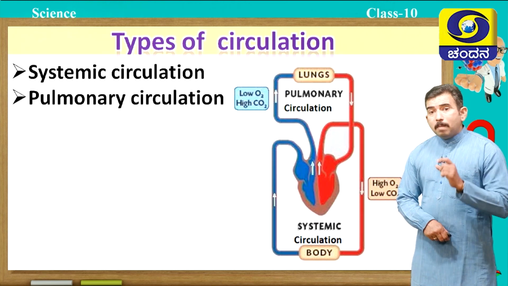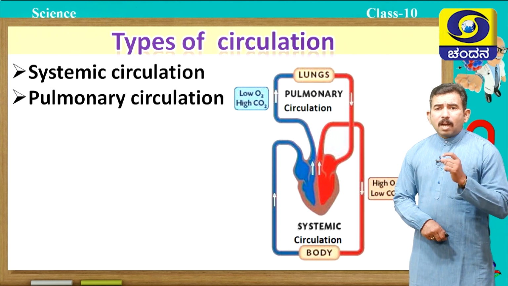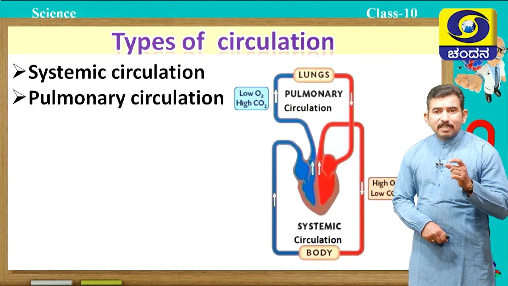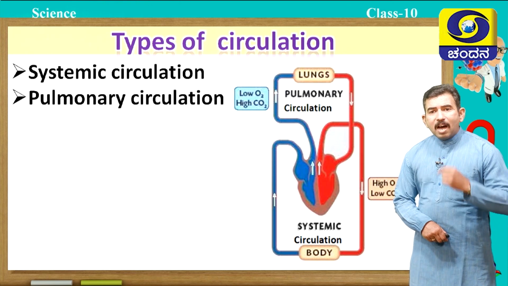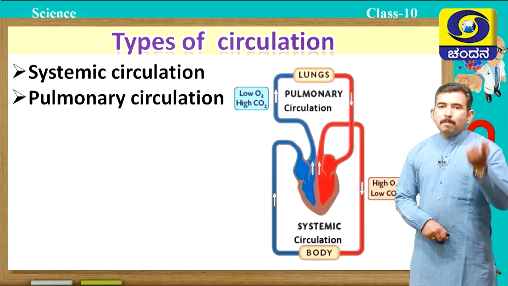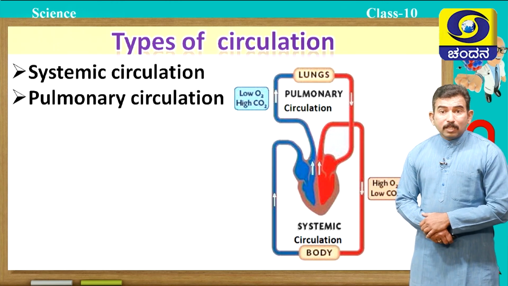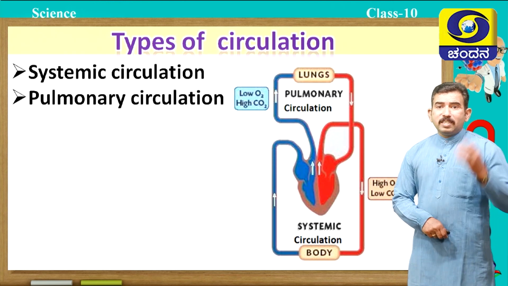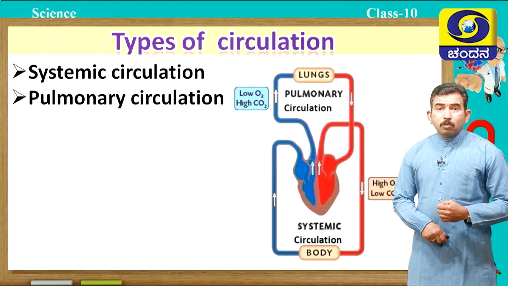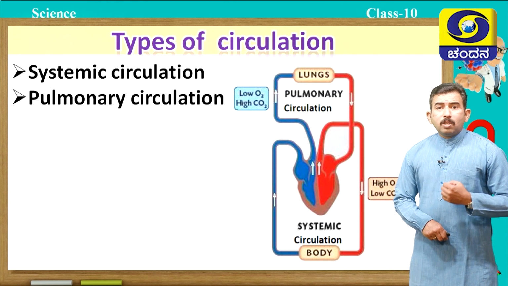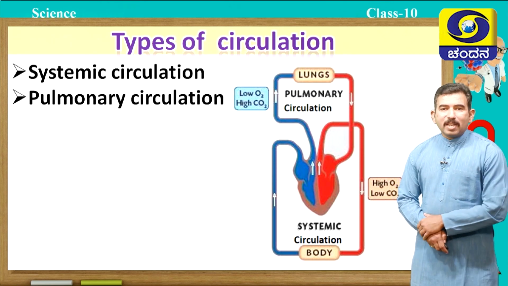Remember, in pulmonary circulation, blood travels only a short distance from the heart to the lungs, and again from the lungs back to the heart. Whereas in systemic circulation, blood travels a longer distance because blood has to be supplied to the various parts of our body.